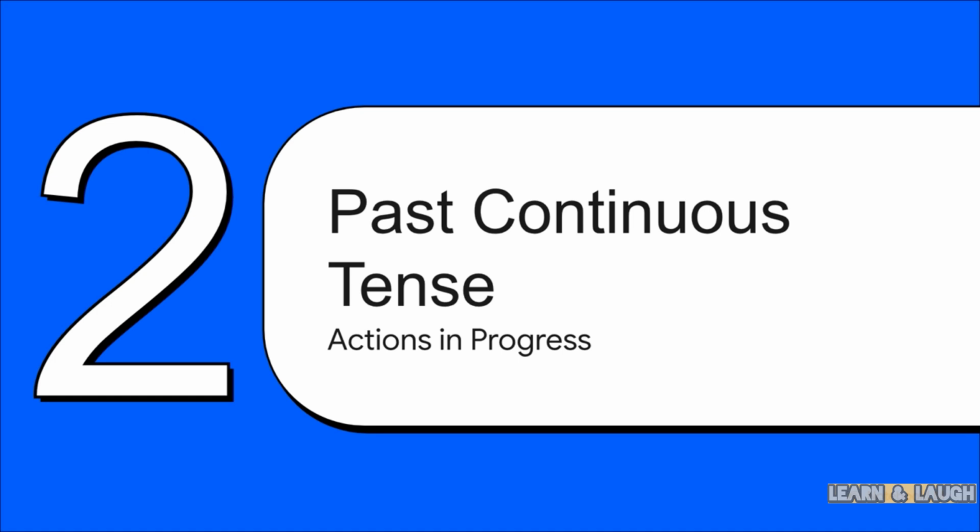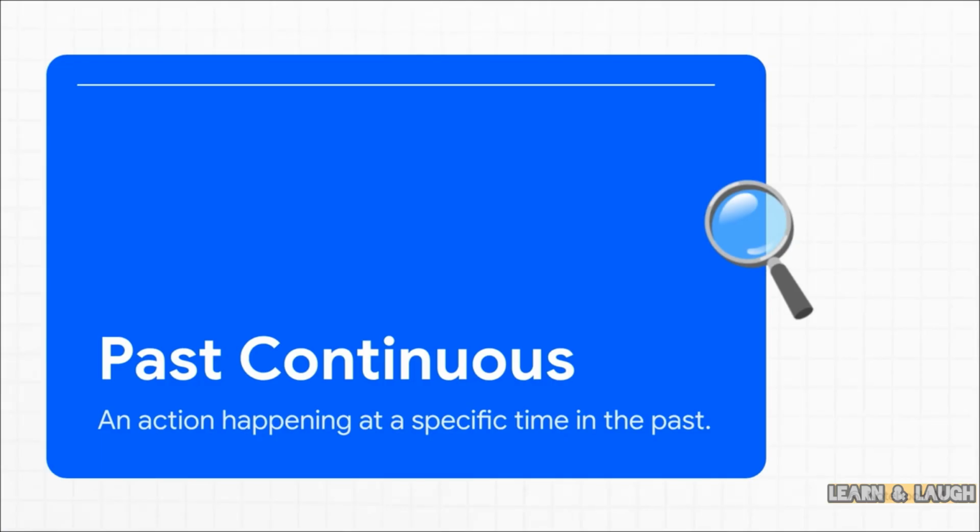Moving right along to section 2, the past continuous tense. This one is for actions in progress. So, the past continuous tense describes an action that was happening at a specific time in the past. It brilliantly illustrates an action that was already in motion. Picture this, you're deep into studying, right in the zone, and suddenly your phone rings. The studying was an ongoing, continuous process when that specific interruption occurred.